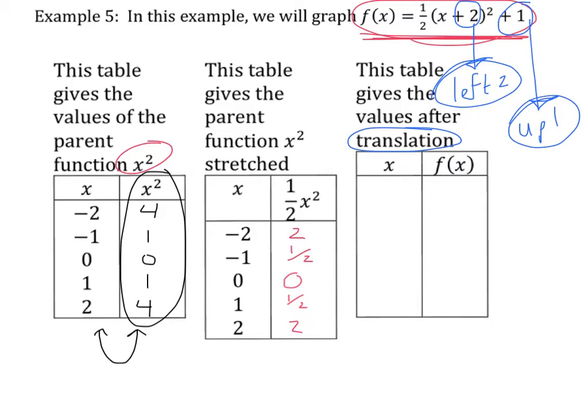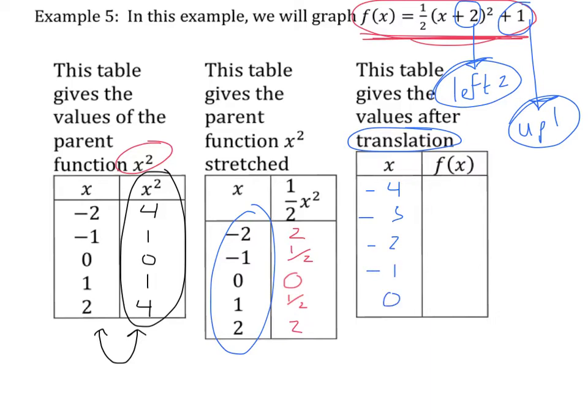So if I want to move my x coordinates to the left by 2, I need to take all of these x values and effectively subtract 2 from them. So my input values will be subtracted by 2. I'll have -4, -3, -2, -1, and 0.